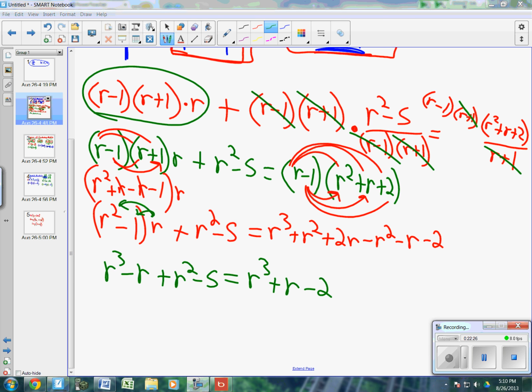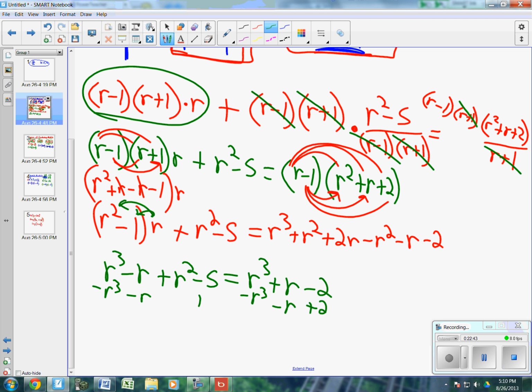Okay, I think I've done it right. So what we're going to do now is gather everything to the right side. And you'll notice, first of all, if I minus an r cubed from both sides, those are going to add up to 0. I'm also going to minus an r, and I'm going to add a 2.